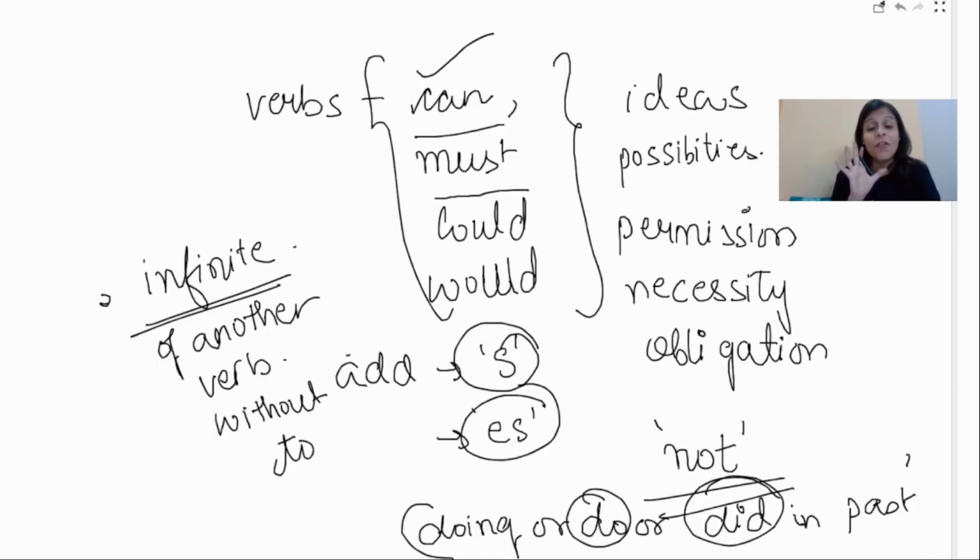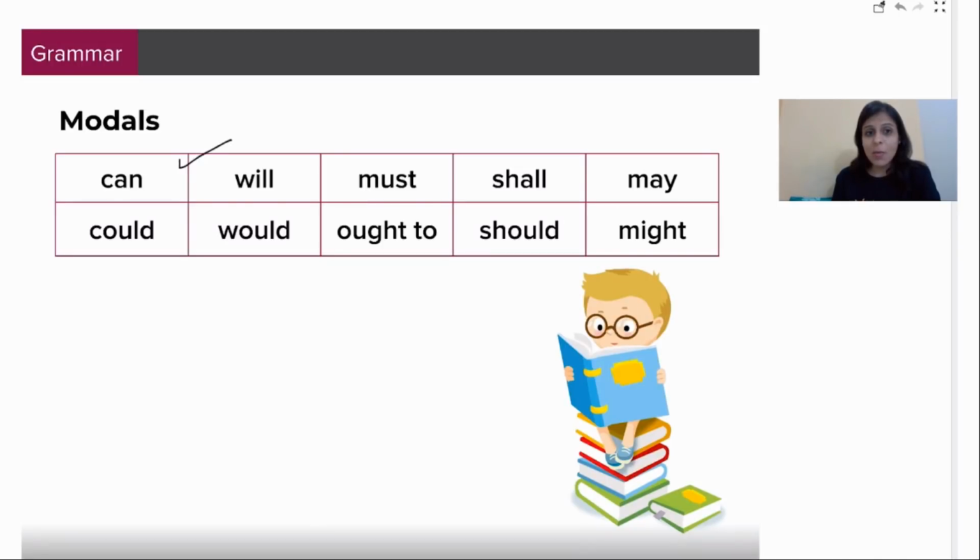So I'm going to give you 5 important things. We're going to discuss the 5 very important modal auxiliary verbs. So let's start with the very first one. These are all the modal auxiliary verbs: can, will, must, shall, may, could, would, ought to, should, might. So I think everybody thinks, okay, we can probably interchange can, must, shall, may, but trust me, you cannot. Sometimes you have to stick to the rules.